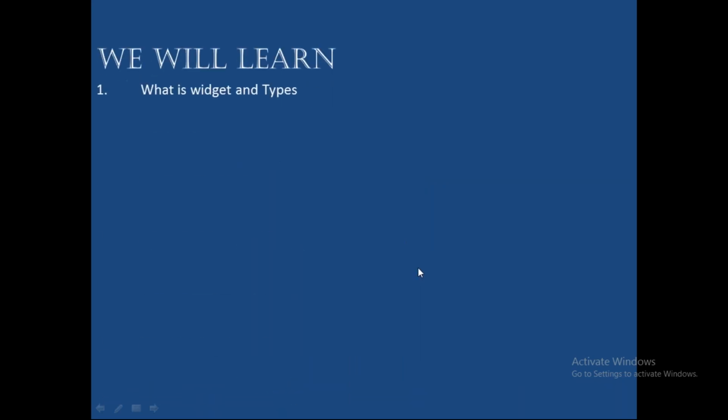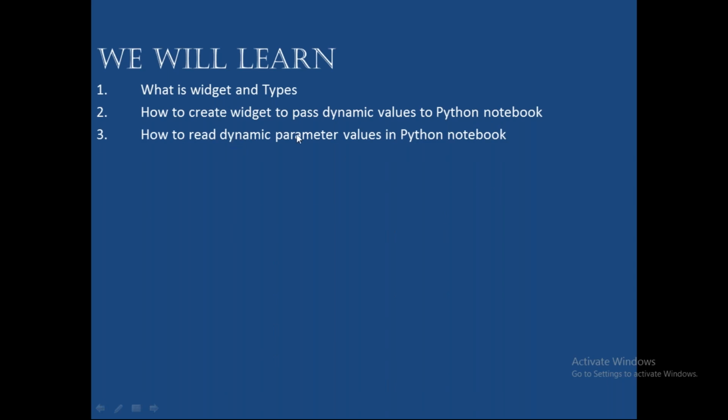So what will we learn? We will learn what a widget is and its types. Next, how to create a widget to pass dynamic values to a Python notebook, how to read dynamic parameter values in a Python notebook, and how to remove a widget from a Python notebook. So this is the series. First you will create a widget and pass some value. Once you pass it, I need to read that value. Once I read that value, I will assign it to a variable. Later, after some time, I realize that this widget is no longer required. Then you can remove that widget. So we will see how you can do all these things in Python.